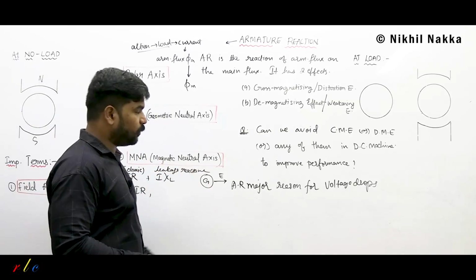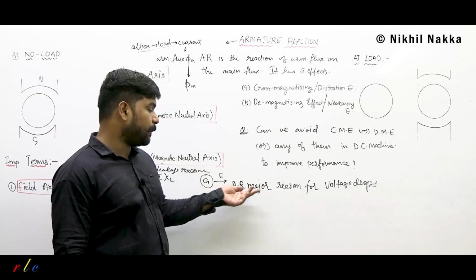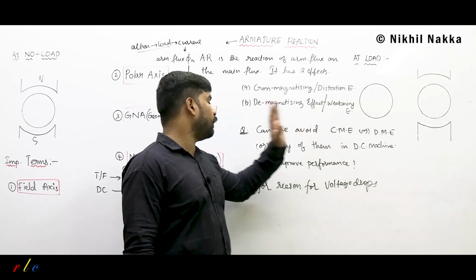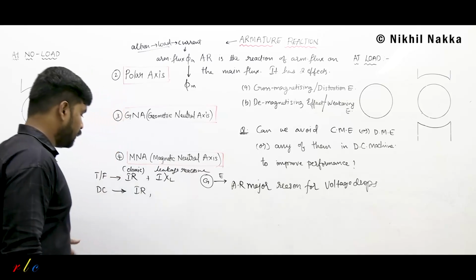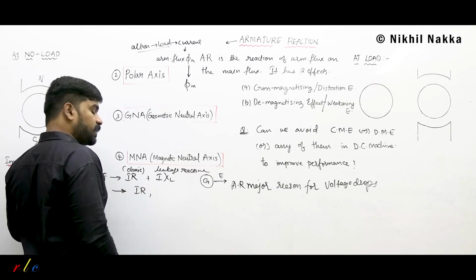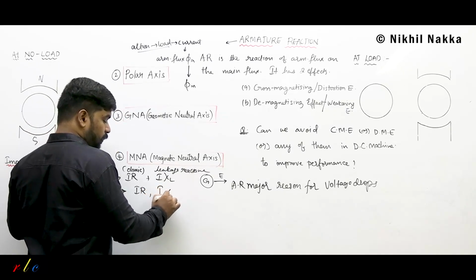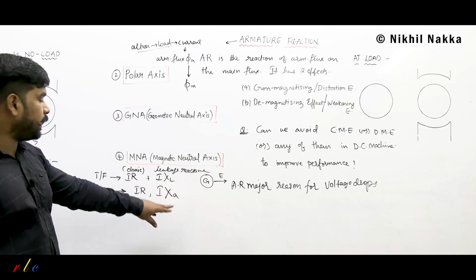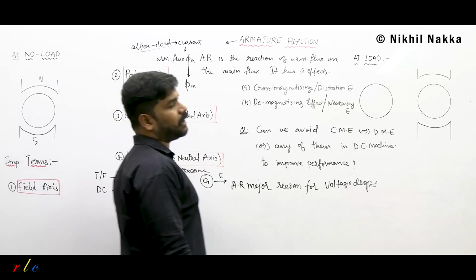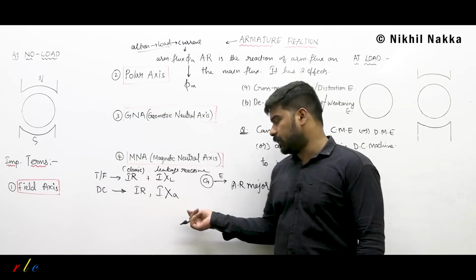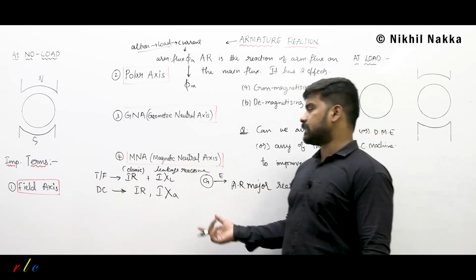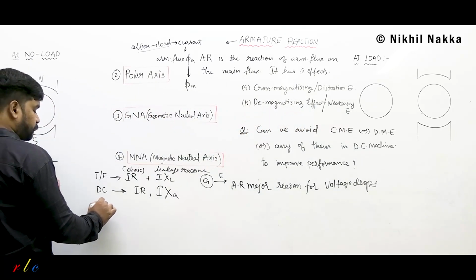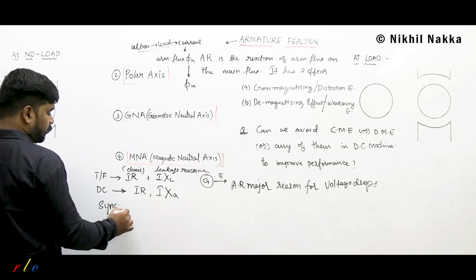Apart from that, what is going to be there? As I already told you, armature reaction is the major reason for voltage drops, and it is also present in DC machines. So armature reaction becomes another important component of voltage drops in a DC machine. I into XA, where XA represents the armature reactance, means it is just a mathematical model for this concept of armature reaction.